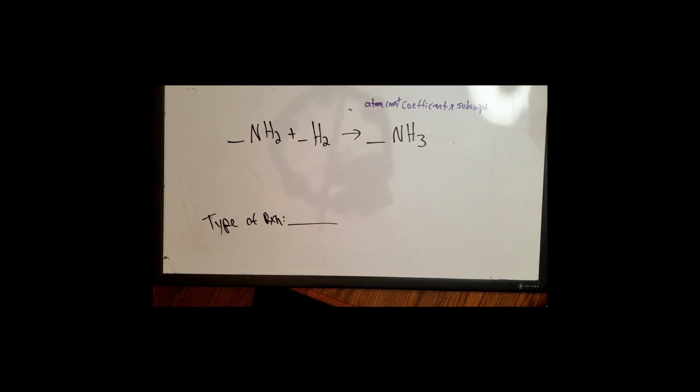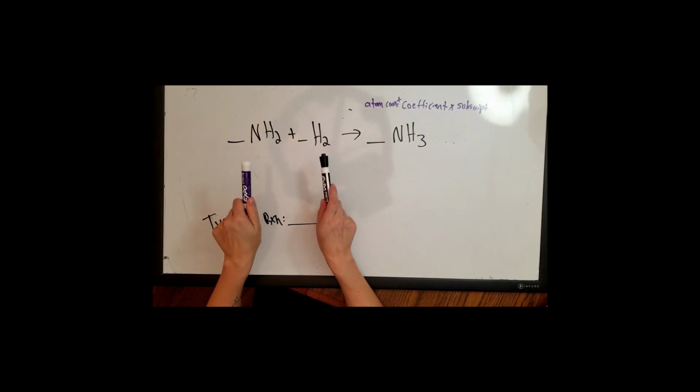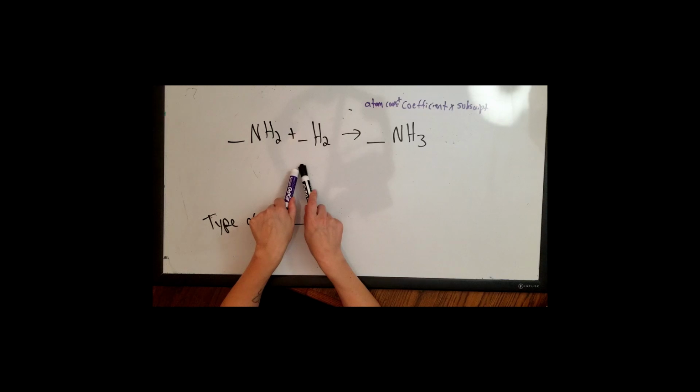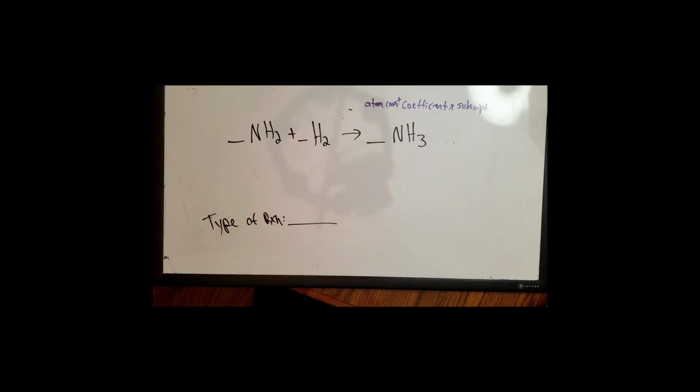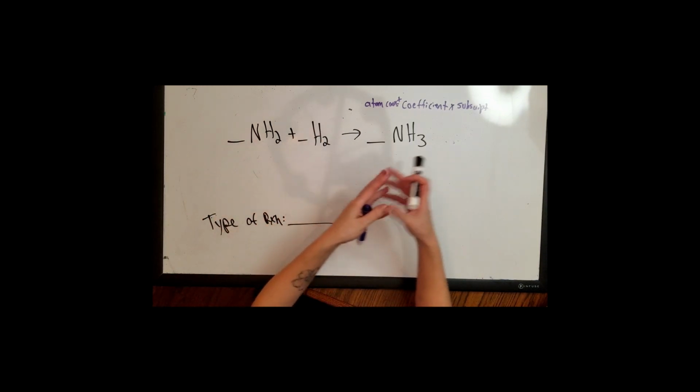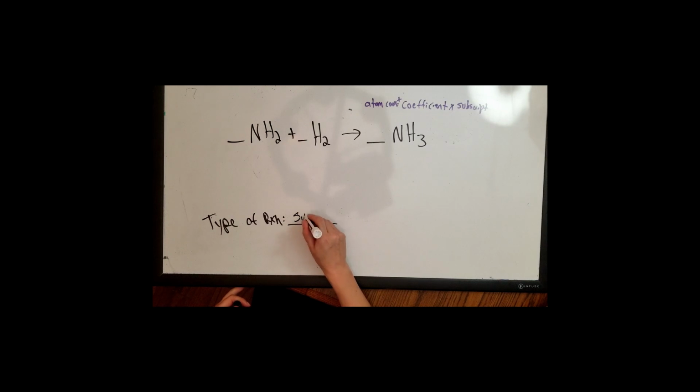Before we balance, let's look at what type of reaction this is. Okay, so we have 2 reactants coming together to form one product. So whenever we have 2 reactants combining to form one product, that is a synthesis or combination reaction.